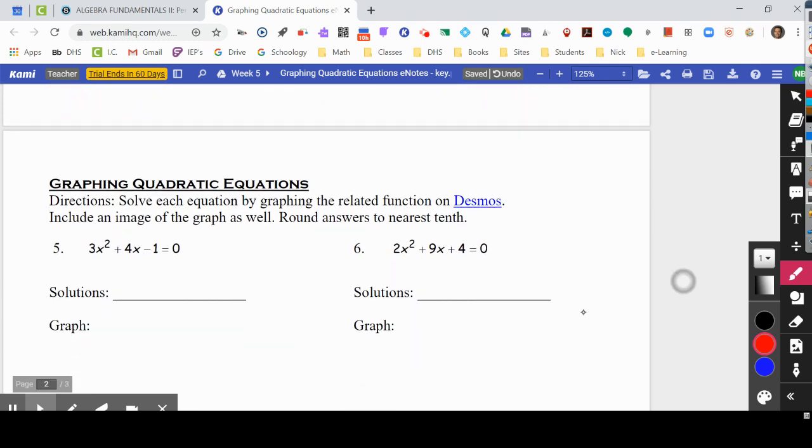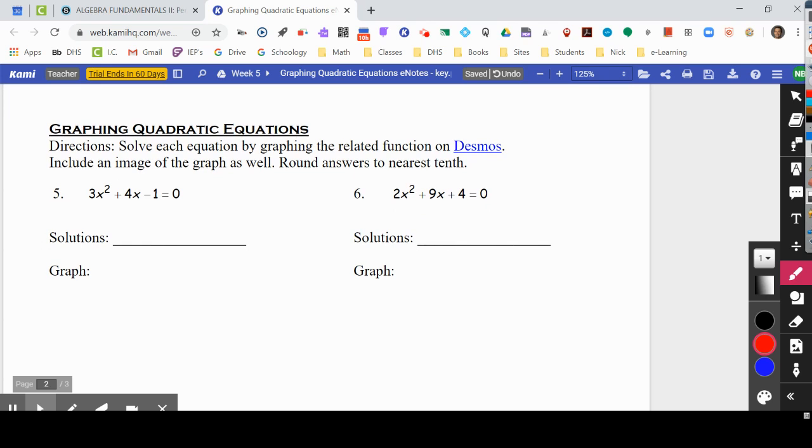All right, so now we're going to do a couple more practice ones of graphing. The directions here say to solve the following equations by graphing the related function on Desmos. Hopefully you found that site pretty easy to use, and hopefully you found your solutions pretty easy. You're just going to hover over with the mouse. We're also going to include an image of the graph, and then, if necessary, we'll round our answers to the nearest tenth.